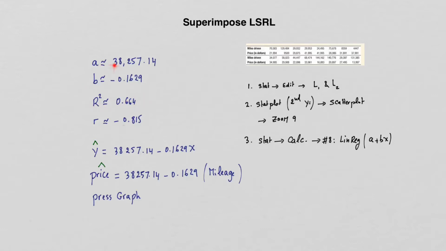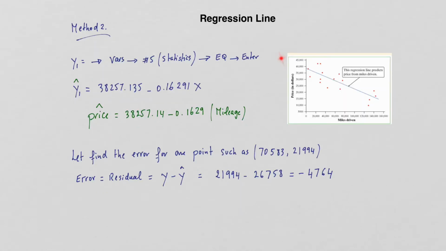You will find out that A, this A here, is 38,257.14, and I'm approximating. Notice that I'm not writing the equal sign because I knocked off some decimals, okay? And B is this number, and R is that number. So, first, notice that R is negative. That is expected because the association here is negative. It's not positive, but it is negative. So you expected it to be negative.